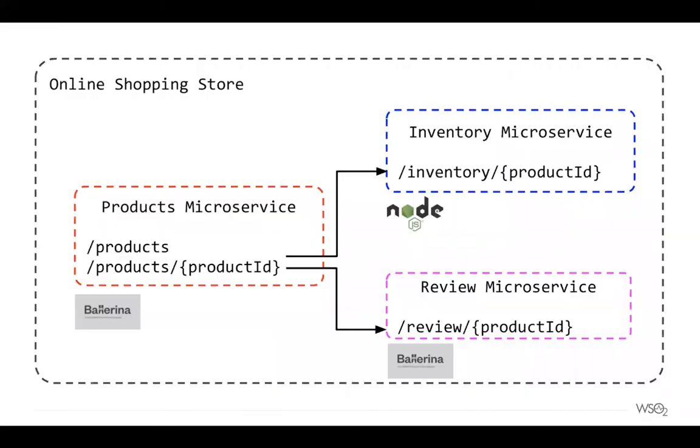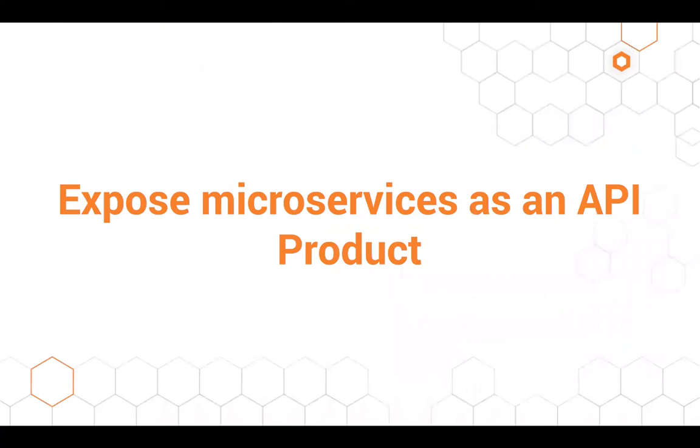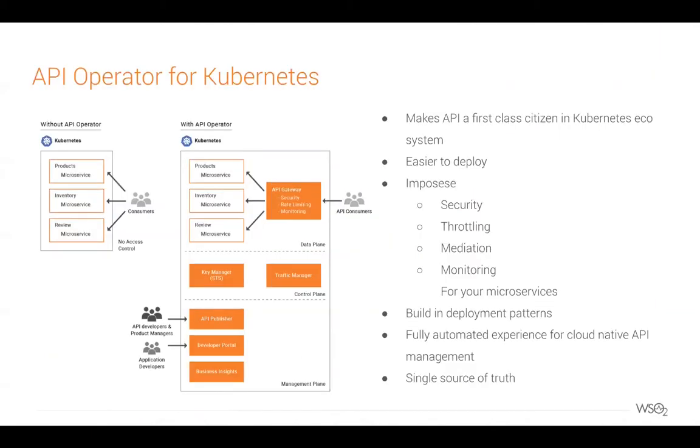Let's take the example of an online shopping store. This has several microservices such as products, inventory, and review. These are developed in different languages and the microservices are communicating with each other. Once you deploy these microservices in Istio, the question comes: how to expose these microservices as an API product?